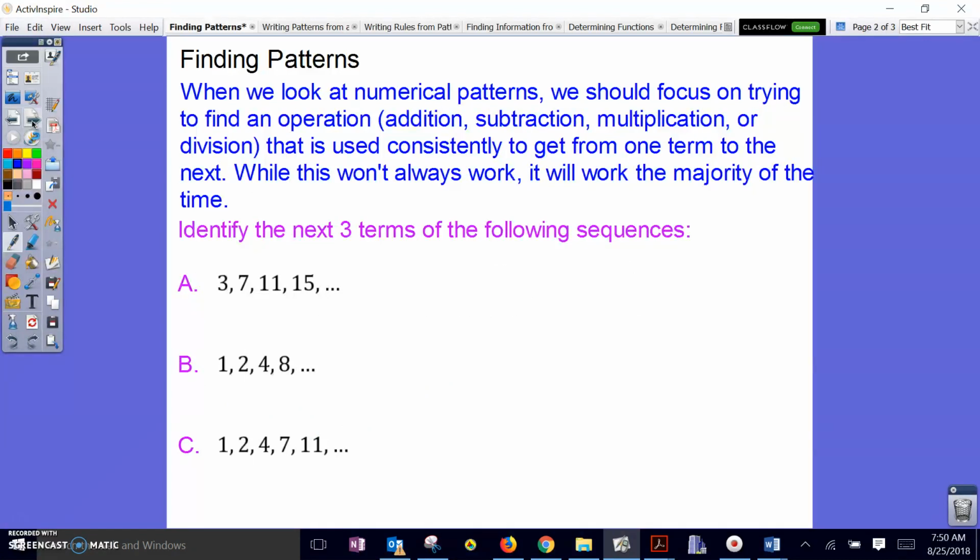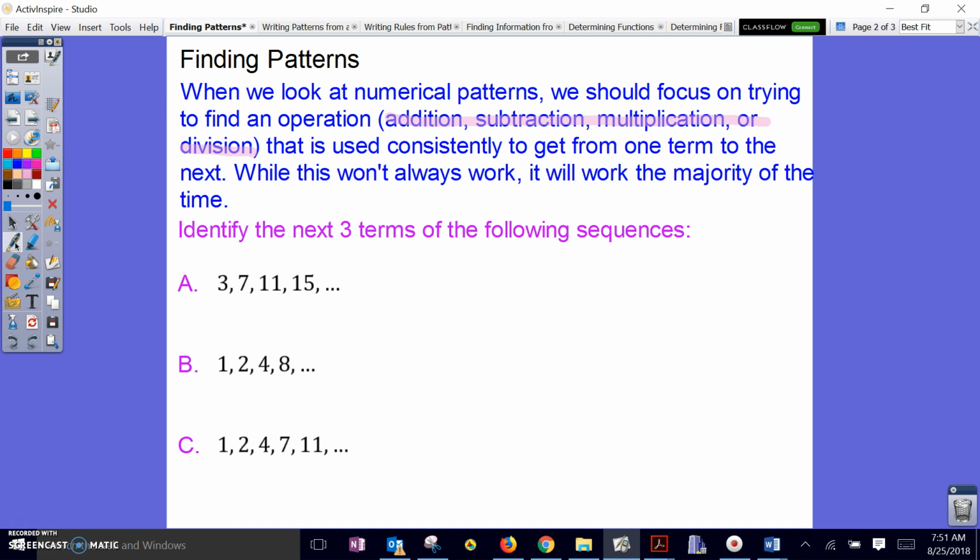It says here, when we look at numerical patterns, we should focus on trying to find an operation that is used consistently to get from one term to the next. While this isn't always going to work, it will work the majority of the time. Let's look at this first pattern. Is there something that I'm adding, subtracting, multiplying, or dividing consistently to get from one term to the next?